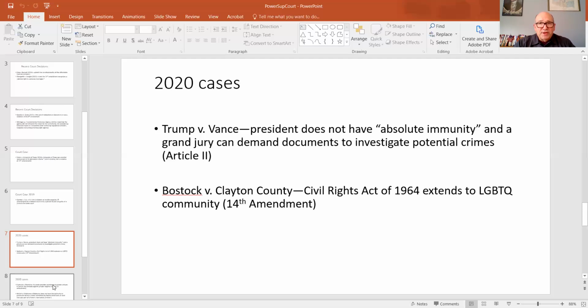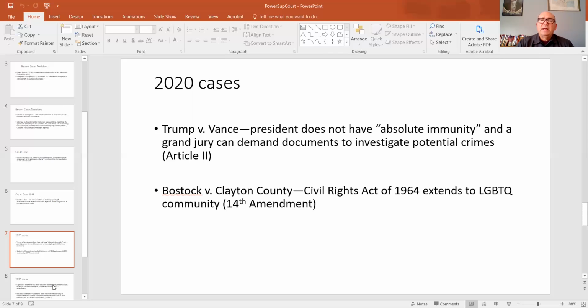I think a case that probably should get more attention in our culture is Bostock versus Clayton County. The Civil Rights Act of 1964 extends to the LGBTQ community, the 14th Amendment. So once again, what's the Civil Rights Act about? And this is an interesting case in many different ways. Certainly, we can see here the extension culturally in this case. So to discriminate against someone because of their sexual orientation is a violation of the Civil Rights Act, according to the majority on the Supreme Court.